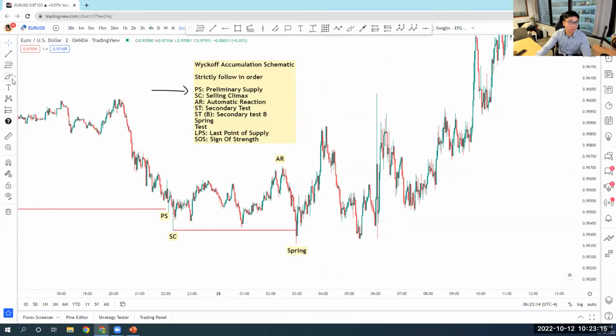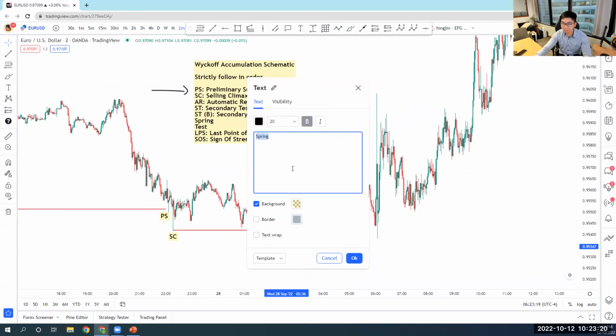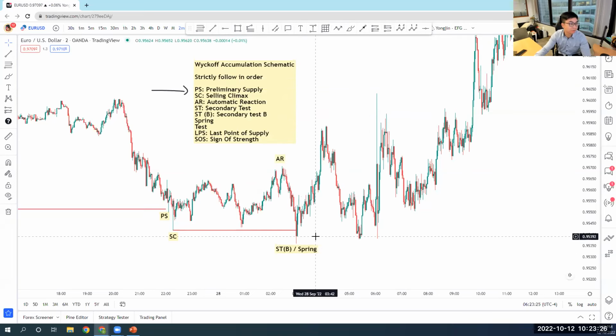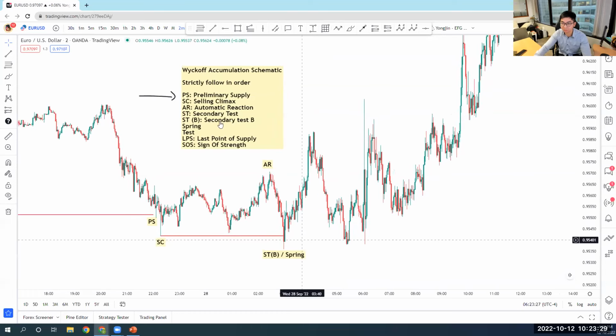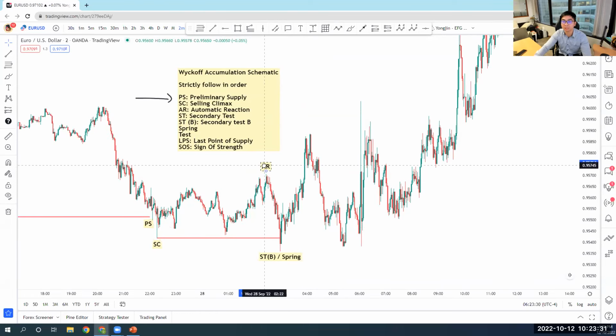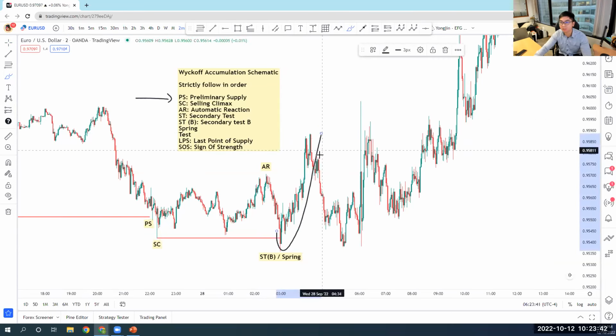I don't want to zoom into the 1 minute, so I will just draw it out. It's normally STB and spring together. STB will come first before the spring. So this is a simplified Wyckoff method that you guys can understand. After STB, we have the spring. What do you notice about the spring? Price reacts very strongly upwards, and it breaks the automatic reaction, the AR.